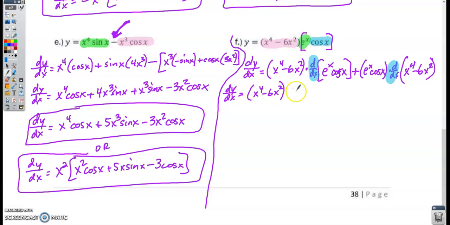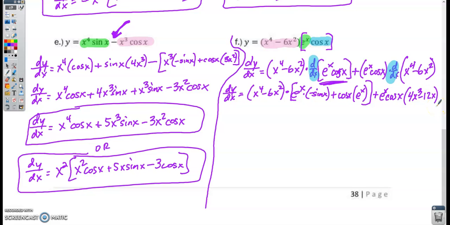when I take the derivative of the e to the x cosine of x, I'm going to apply the product rule. So we've got a product rule inside of a product rule when we have multiple factors. And so this is going to be e to the x times the derivative of cosine, which is negative sine, plus cosine times the derivative of e to the x, which is e to the x. And then I've got e to the x cosine of x times the derivative of x to the fourth minus 6x squared, which is just going to be 4x cubed minus 12x.